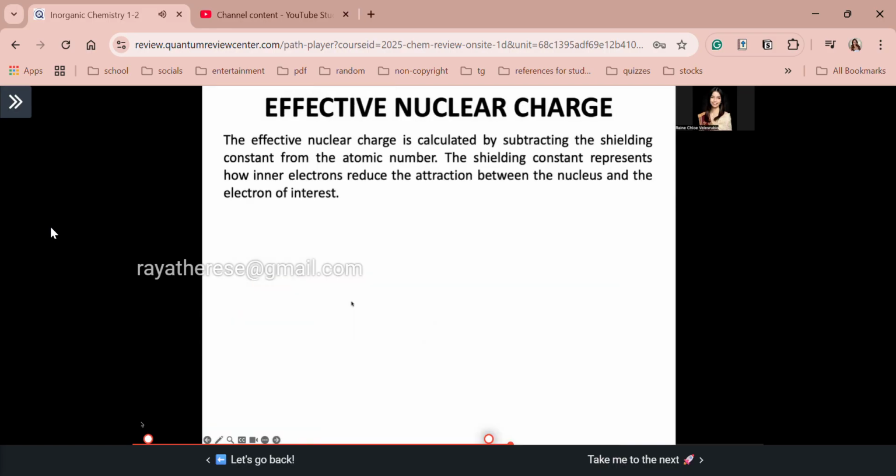We can quantify the effective nuclear charge through this equation, where the effective nuclear charge is equal to the atomic number Z minus the shielding constant S. Now, the shielding constant represents how the inner electrons cancel or reduce the attraction between the nucleus and the electron of interest. So it accounts for the shielding effect, as we said earlier, right? So a higher effective nuclear charge means a stronger attraction between the nucleus and the electron.